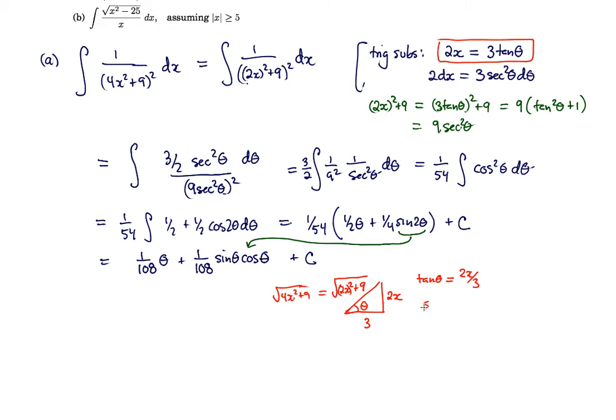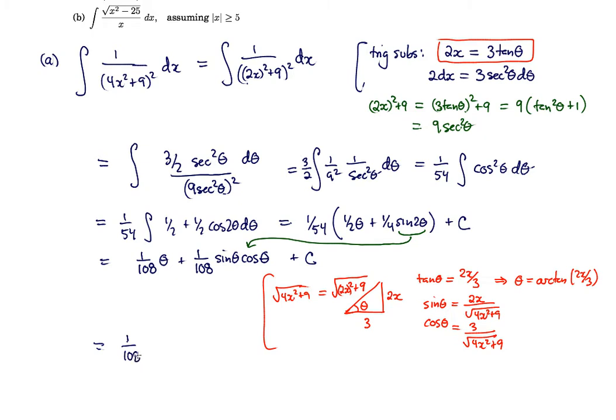So we're going to need to know sine theta and cos theta, because if we look at what our integral involves, our antiderivative involves sine, cosine, and theta. So first of all, we have that theta is arctan of 2x over 3. What is sine theta? It's 2x over the square root of 4x squared plus 9. And cosine is 3 over the square root of 4x squared plus 9.